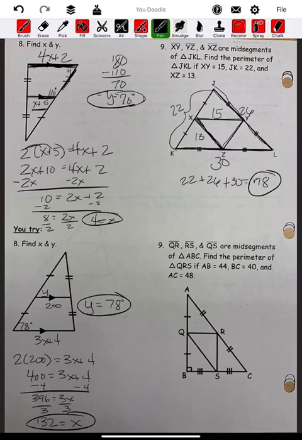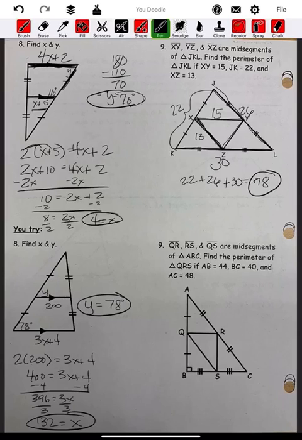And then our last example problem is another one just like number 9, well, like the other number 9. So we have two number 9s. I apologize for that. So segment QR, segment RS, and segment QS are mid-segments. So we know all those are mid-segments of triangle ABC. Find the perimeter of QRS, which is the smaller triangle this time. The last time we did the bigger triangle.